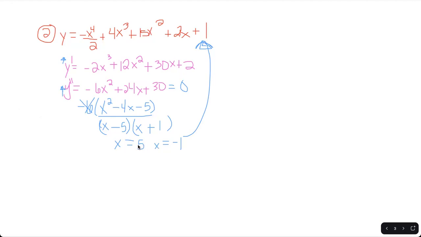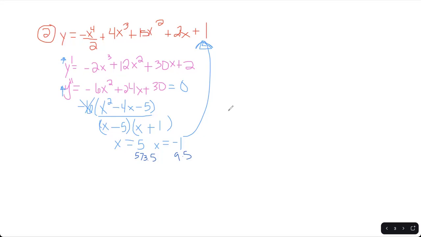If you plug in 5, you end up getting a huge number. I got 573.5. So yeah, that is a big number, 573.5. And for negative 1, I got 9.5. Okay, so those are the exact x, y values for the inflection points, if they are inflection points.